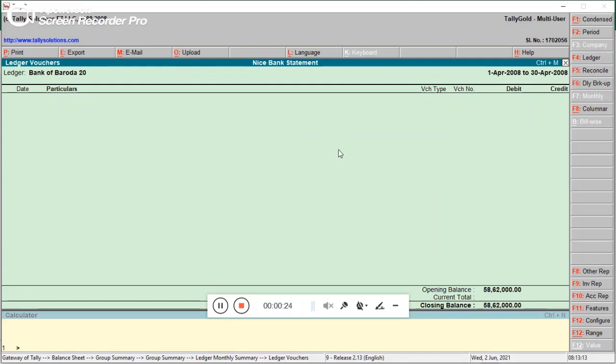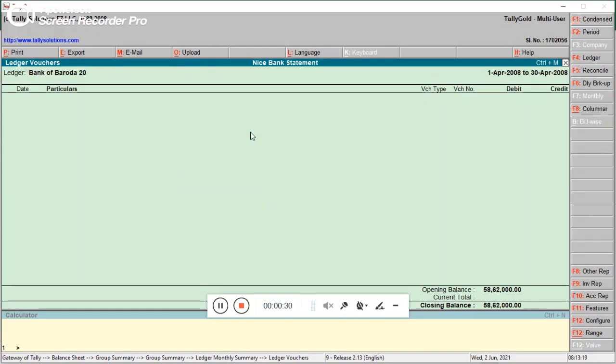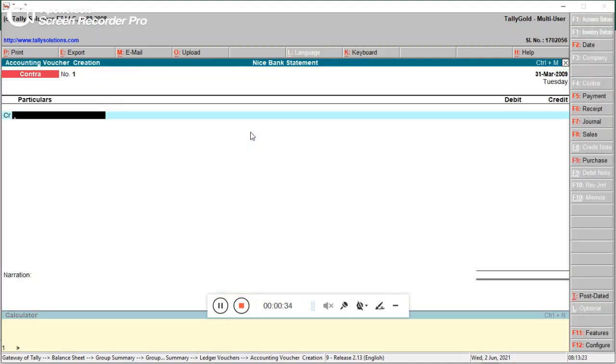If it is not there, so assume that that entry is not there. Bank charge is 148 rupees is not there. So what I'll do, I'll press Alt A from the keyboard. Okay, so you will go to the accounting voucher automatically. I'll go to the payment here. It's a payment. I told you, debit side is all payment.